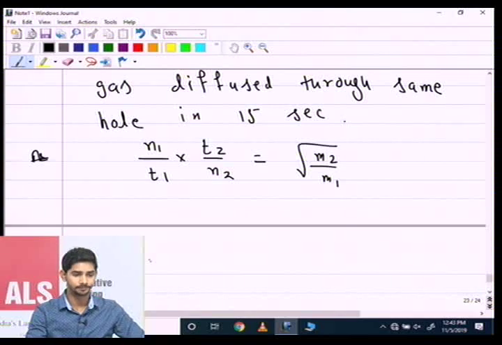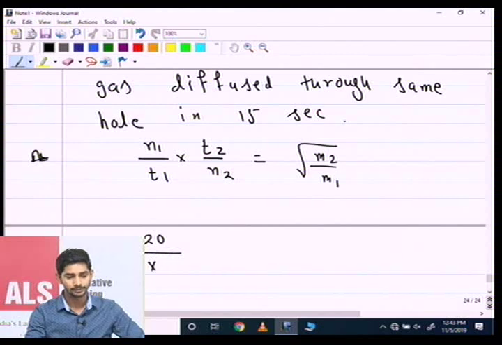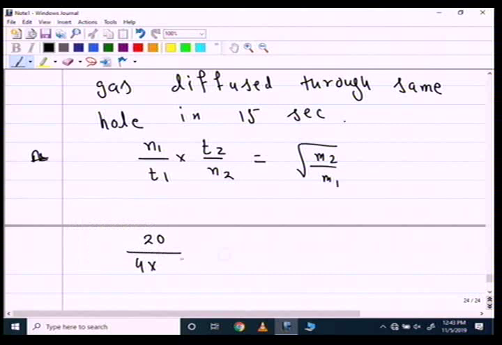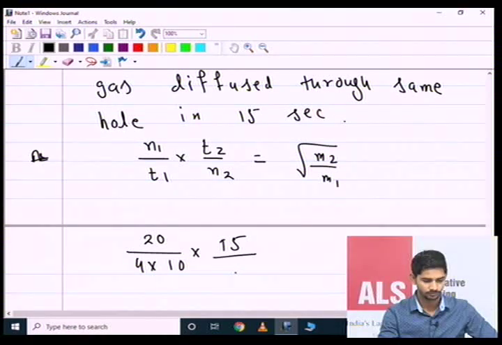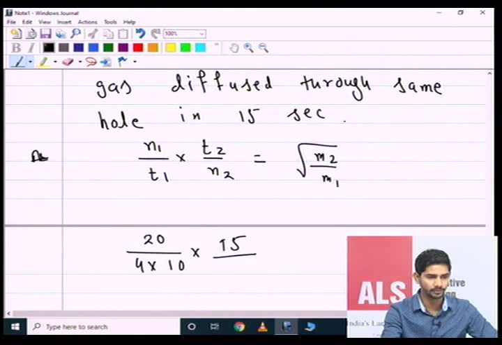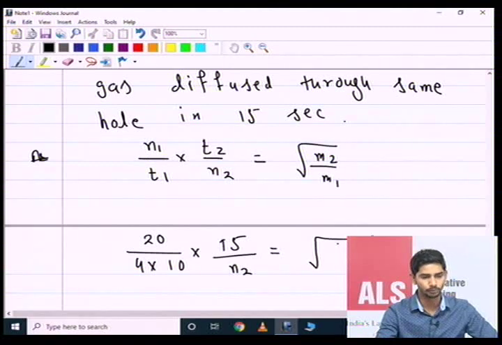Let's talk about the helium first. Mass given to us is 20 gram. Molar mass of helium is 4. Time is 10 seconds here. T2 is 15 seconds. N2, mass given to us? What is the mass given to us? Okay, we do not have the mass, so just put the N2 here. We don't know about the mass. Put the molar mass as 64 for the SO2 and 4 for the helium.